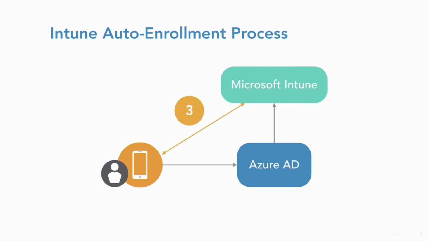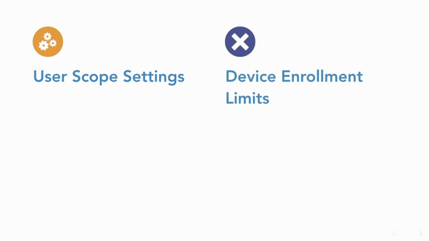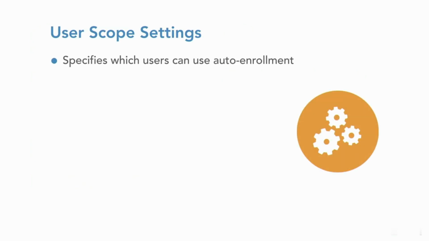Let's troubleshoot some problems that you may encounter with the auto-enrollment process. When troubleshooting, you can include a check on the following settings: user scope settings, device enrollment limits, and Intune licenses, because you need to ensure that a user has an Intune license so they can enroll their device. The MDM user scope specifies which users can use auto-enrollment.